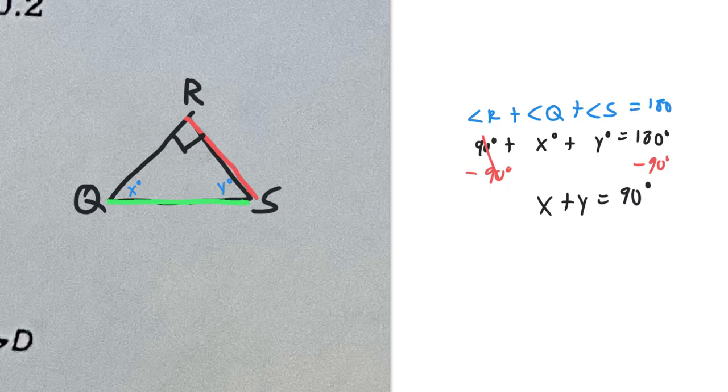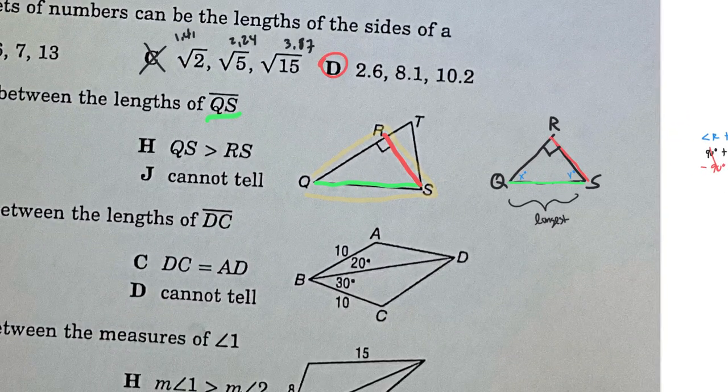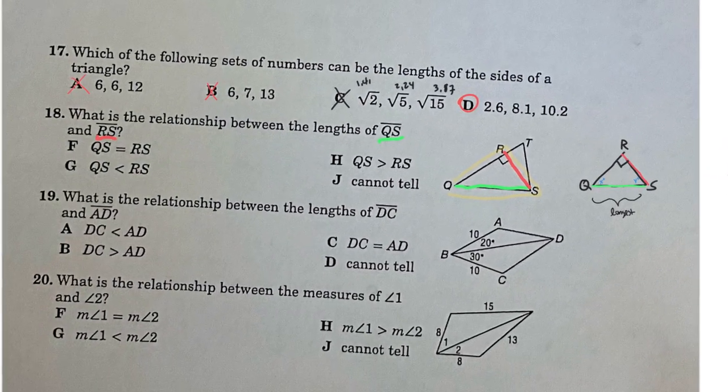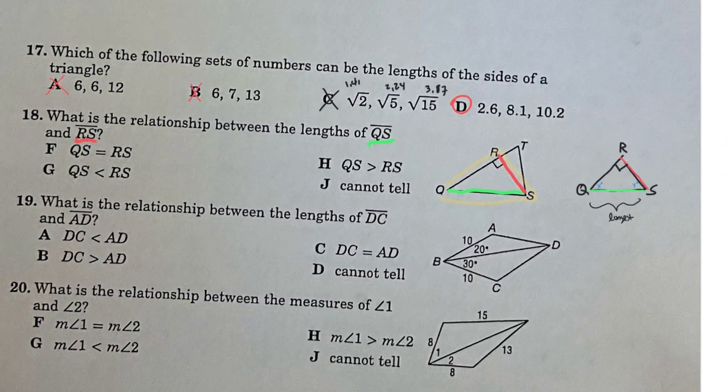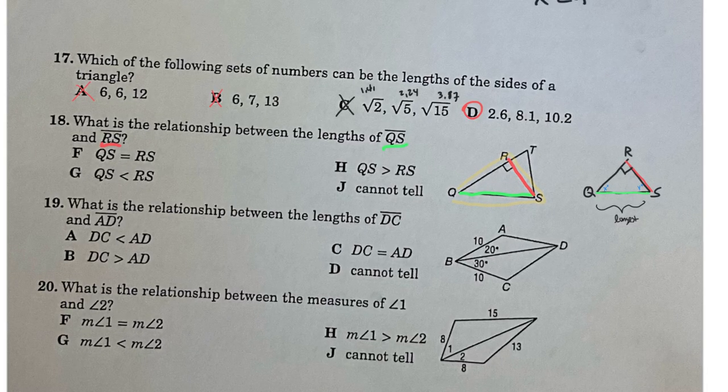What does that mean? That means this is the largest angle in the whole triangle, and that means that this is the longest side. Now, what does that mean? Well, that means this is longer than this one, and that's all we need to know. So let's take a look. QS is certainly greater than RS, so that's this one. Okay, so that's how you do that.